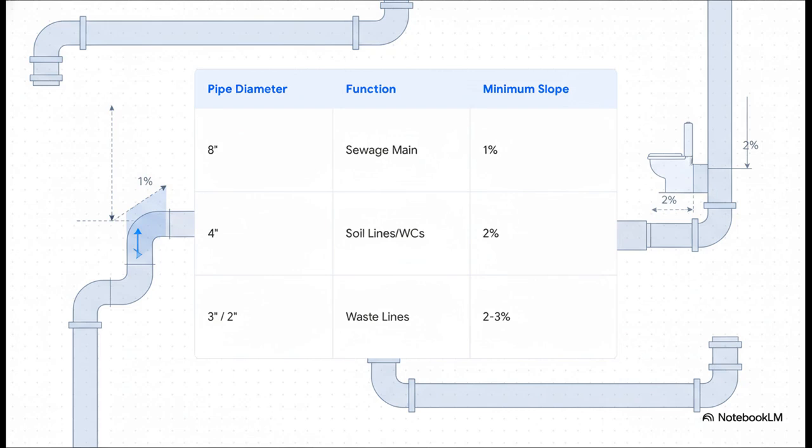Now this is where the physics really kicks in. Look at the numbers. That big 8-inch main for all the sewage, it can move a ton of volume, so it only needs a gentle 1% slope to keep things flowing. But a 4-inch line coming from a toilet, that needs a steeper 2% slope to get enough velocity to push solid waste clear. Get this wrong, and you're not just failing an inspection, you're basically building a future clog into the system from day one. These slopes are absolutely non-negotiable.